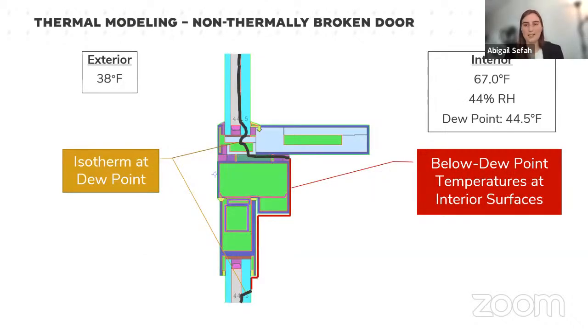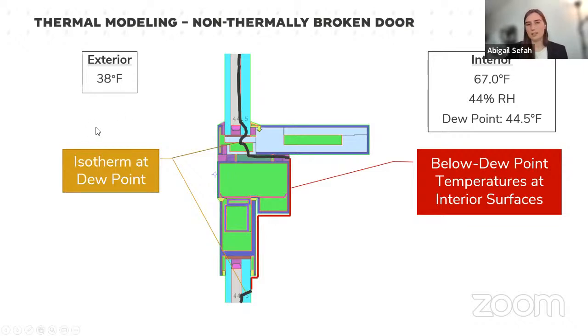This is a detail at the head of the door. We did modeling at the head and jambs and sill, but for this presentation, I'll just be showing the head at all of the different iterations we did. You can see here's our door head. This is the existing door, non-thermally broken. Up here we have our new curtain wall system.